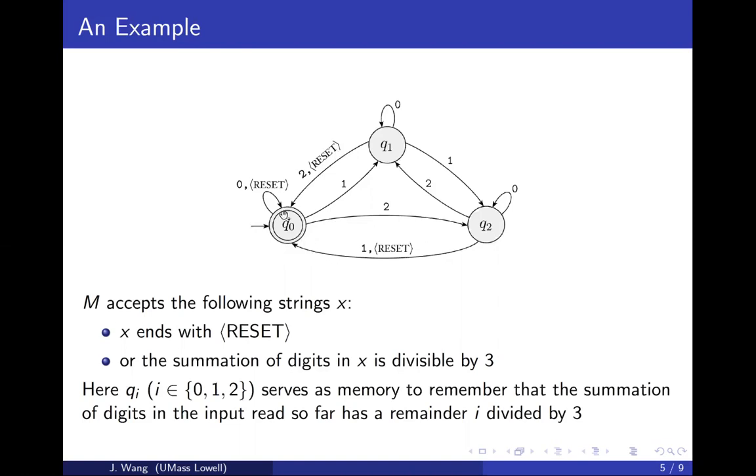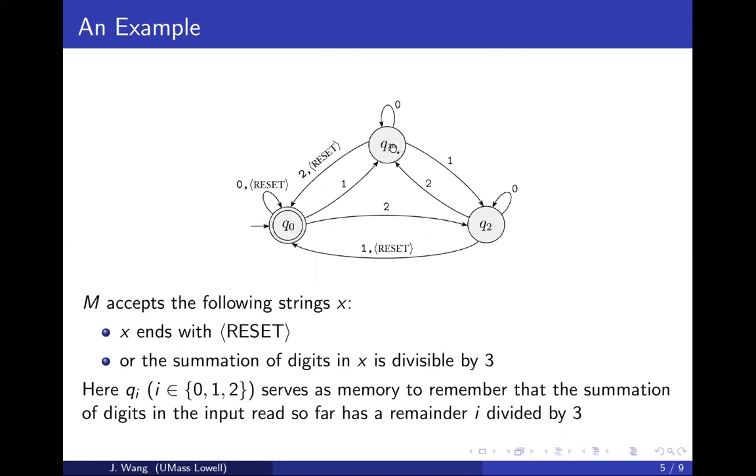Okay, so now let's go around to see what is happening. If the input here is 0, it will remain the same. If it's reset, it will remain the same. Reset means you go to the initial state. And if it is 1, then you go to Q1. From here, if the next symbol you read is 0, you remain. If the next symbol you read is 2, you go back to Q0, or reset.